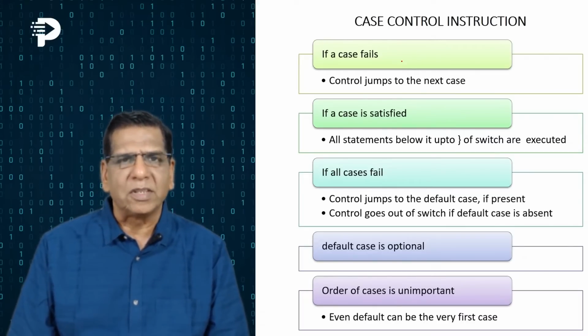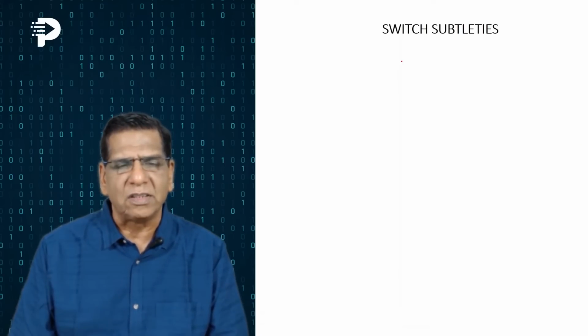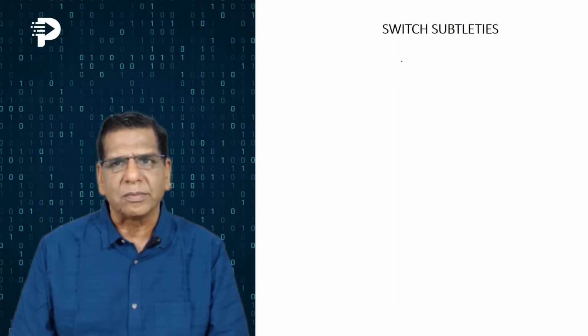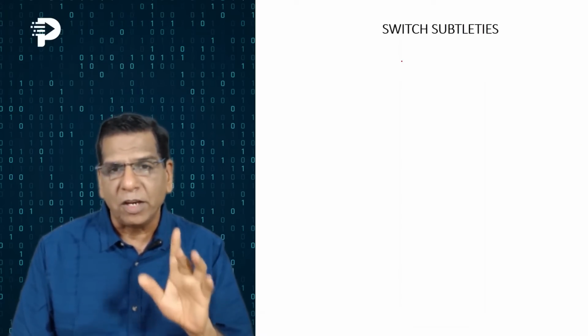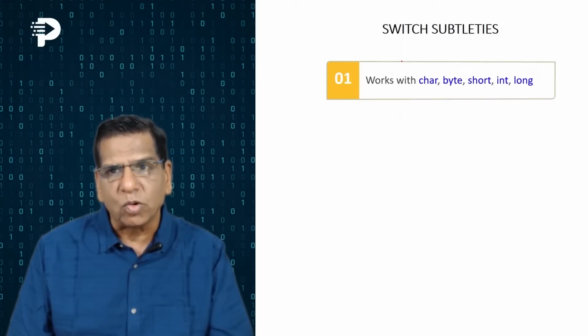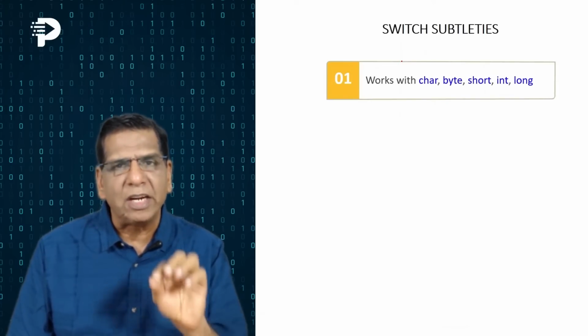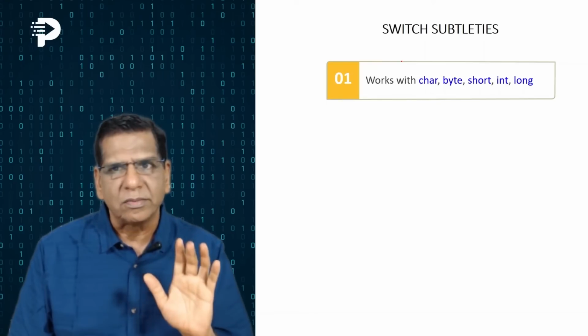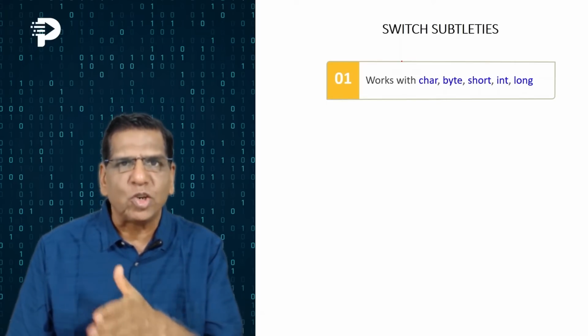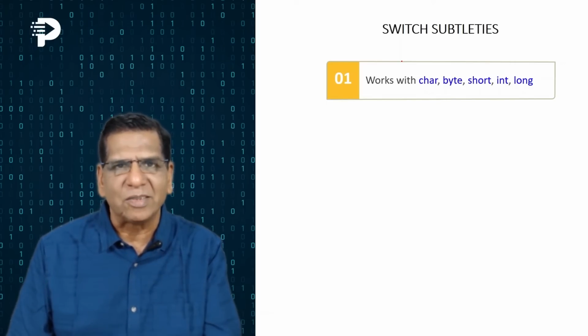Let's now look at some of the subtle issues associated with this case control instruction. Very, very important that it will work only for a char, a byte, a short, int or a long. In fact, byte, short, int and long are nothing but variations of the integer. So apart from integer, it will also work for a char.